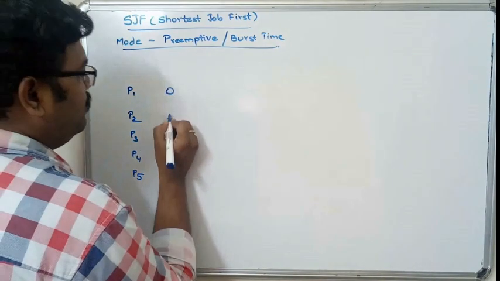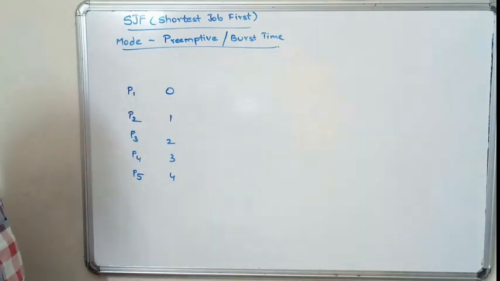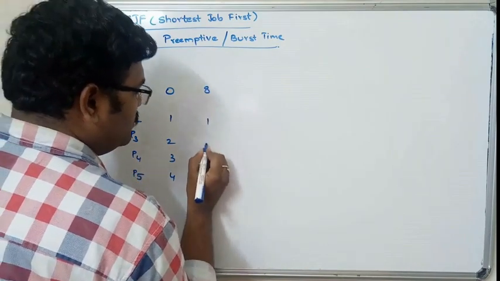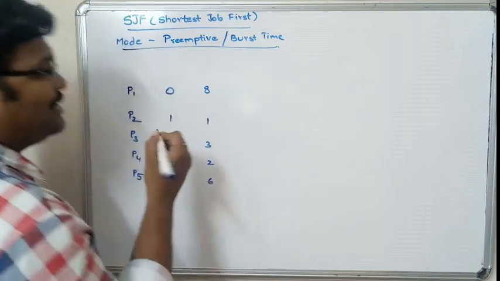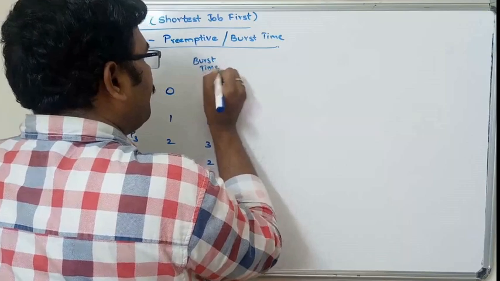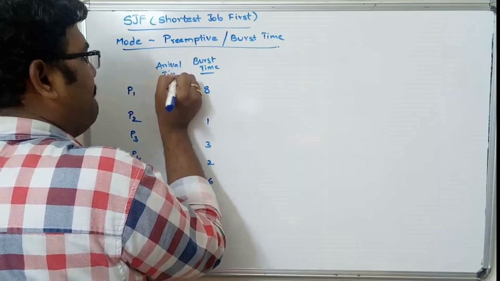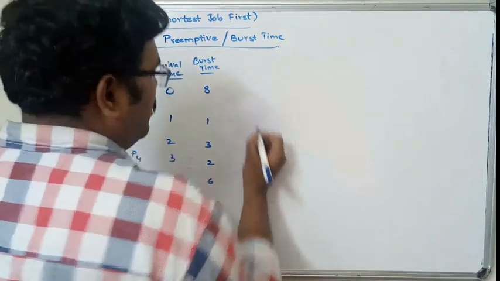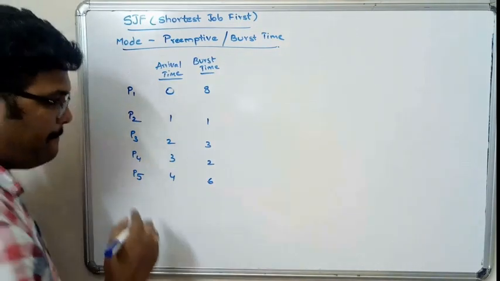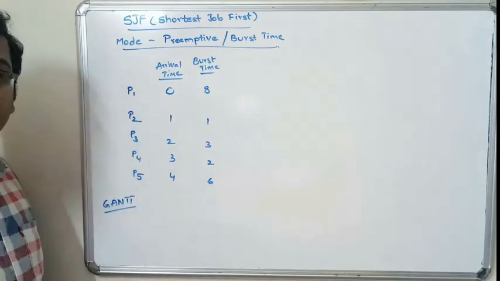The arrival times are 0, 1, 2, 3, 4, right? And the burst times are 8, 1, 3, 2, 6. So this is the burst time, this is the arrival time, right? First we have to prepare the Gantt chart. The procedure is same, right? The procedure is same. So we have to prepare the Gantt chart.